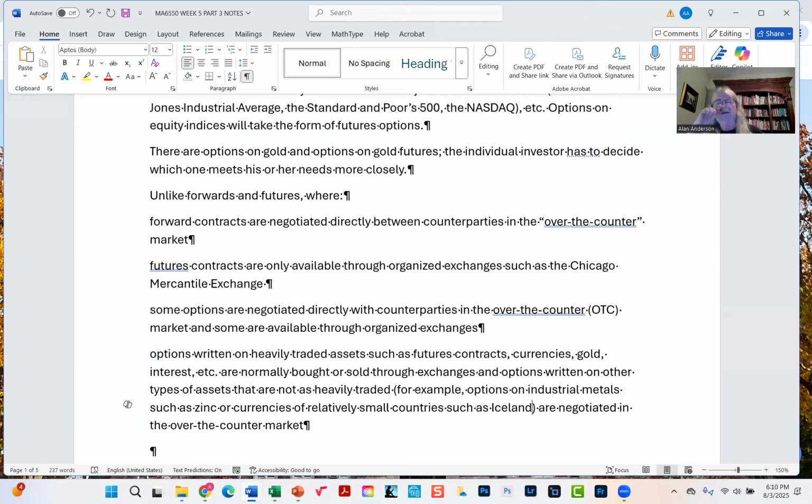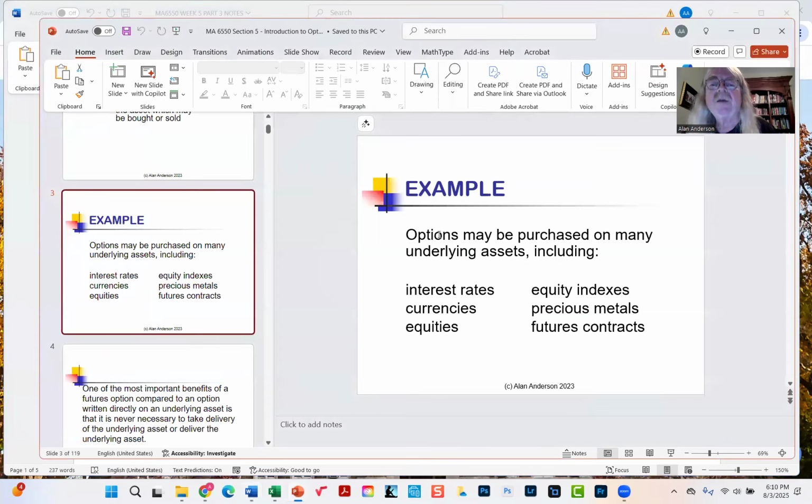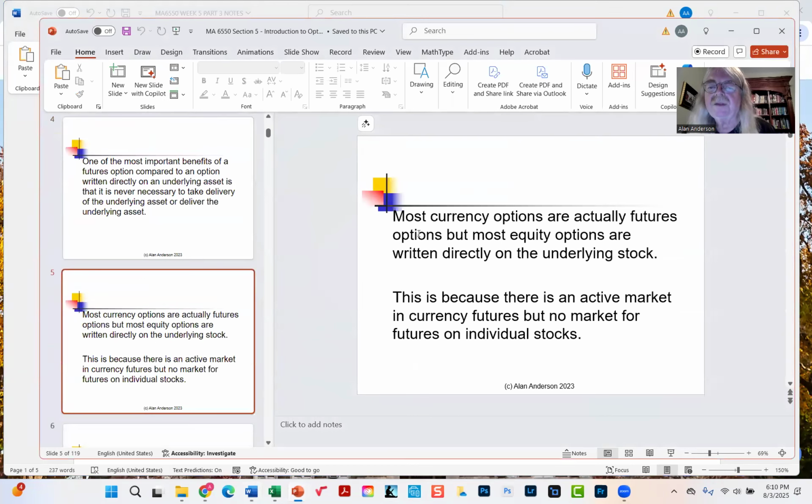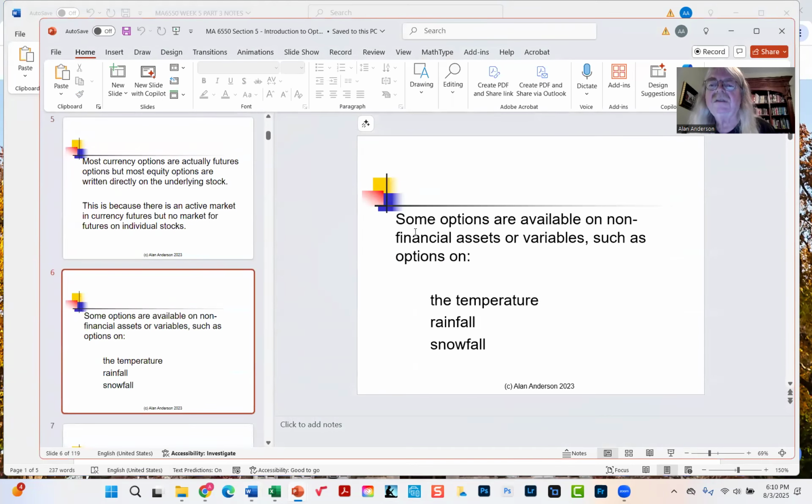Anyway, that is one of the interesting features of options, the fact that they're available in these two different ways, over the counter or through exchanges. Now, because of that, sometimes you find options in this over-the-counter market on things that have nothing to do with financial assets. For example, it's actually possible to negotiate an option on the temperature. Why in the world would you do that?